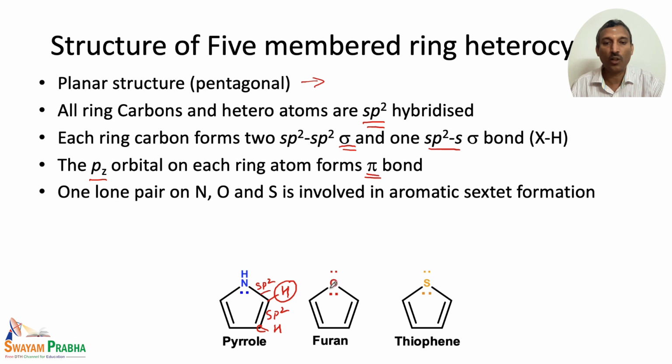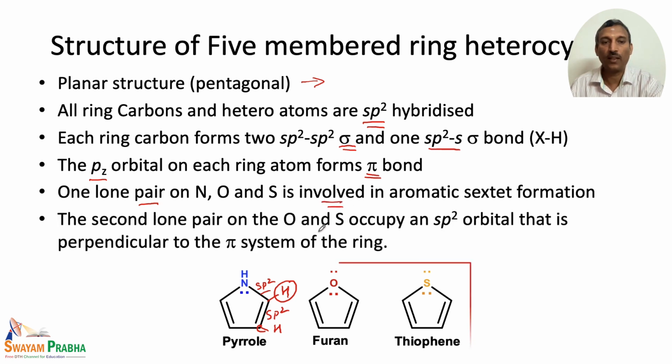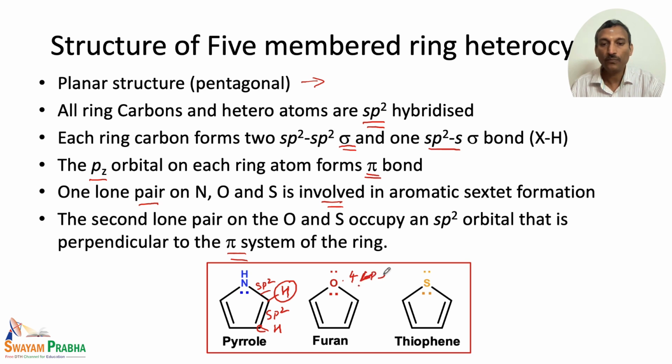The nitrogen, oxygen and sulfur each have one lone pair involved in the aromatic sextet formation, and the second lone pair on oxygen and sulfur is actually perpendicular to the pi system. So, those two electrons are not involved in the pi electron ring formation. If we look at the oxygen and sulfur, there are two lone pairs, so a total of 4 lone pair electrons, and there are 2 pi bonds. So, again there are going to be 4 pi electrons.